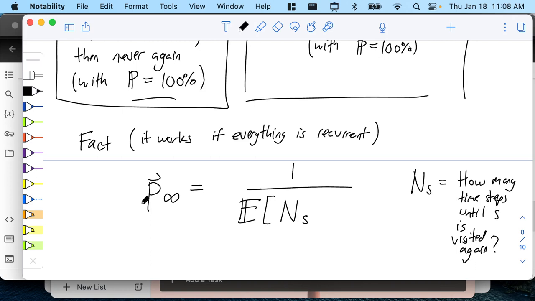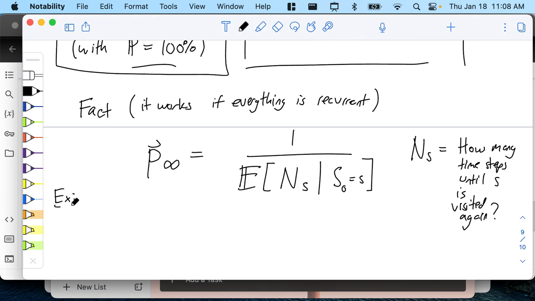And there's a fact that P infinity is 1 over the expected number of steps until s is visited again when you start at s, given X_0 equals lowercase s. And so, for example, in our rainy, nice example, we calculated P infinity through some other means, right? We knew it was 25%, 75%. And therefore, we can invert this formula to get that if it's a rainy day, the time until the next rainy day is, on average, 4 days.